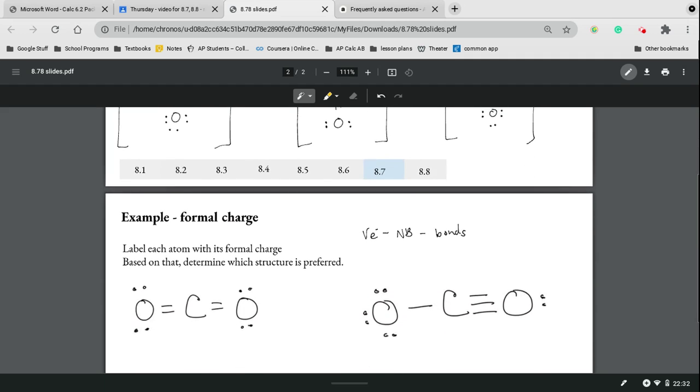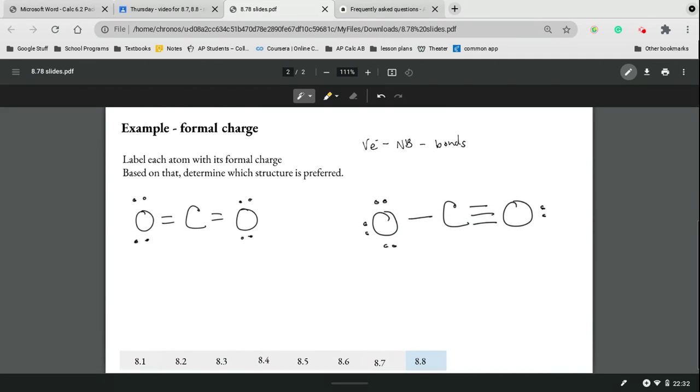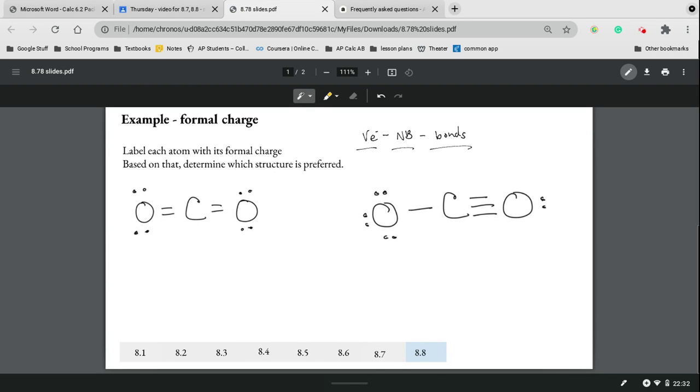But sometimes they're different and we're trying to figure out what's the best way, what's the truest way of showing it. So here we're going to figure out what the formal charge is. And the formula for formal charge is valence electrons minus non-bonding electrons, so lone pairs, and then the bonds to that central atom, or actually to the atom that you're addressing. And you have to find the formal charge of each element in that molecule.